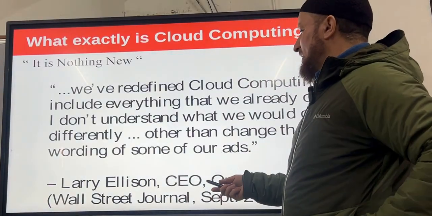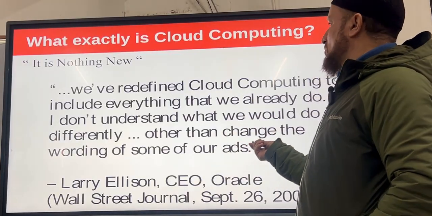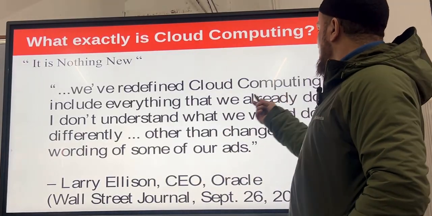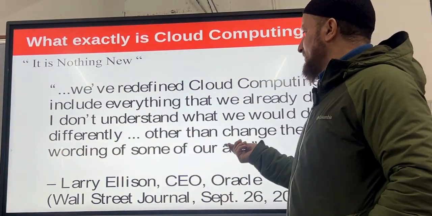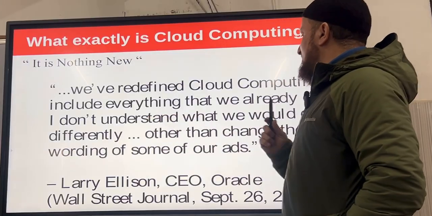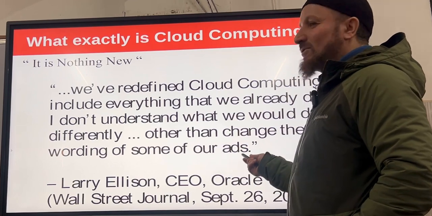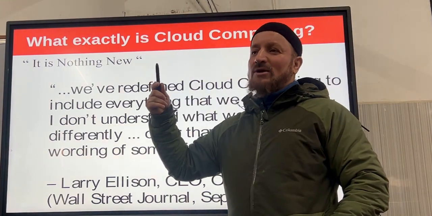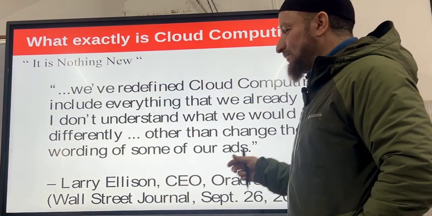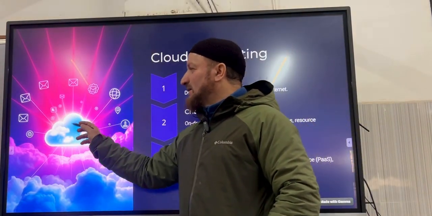And that is why this guy, Larry Ellison, said it is nothing new. It is the same old story. Everything we already do as distributed computing is the same. That is why he is saying, I do not understand what we would do differently, other than to change the wording of some of our ads. We are changing from distributed system to calling it cloud computing and all the new jargons. So it is actually the same. But technically speaking, cloud computing is putting everything as a utility.